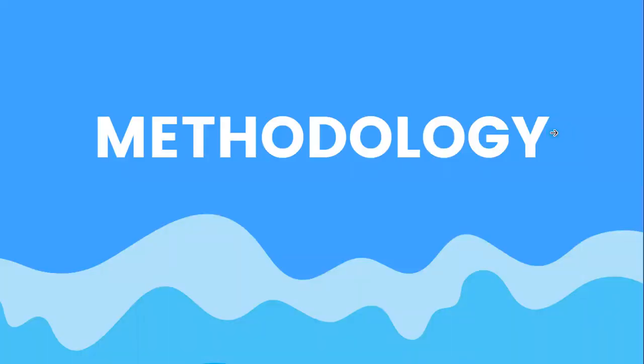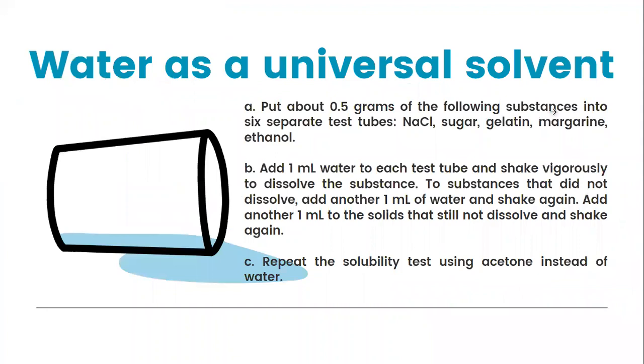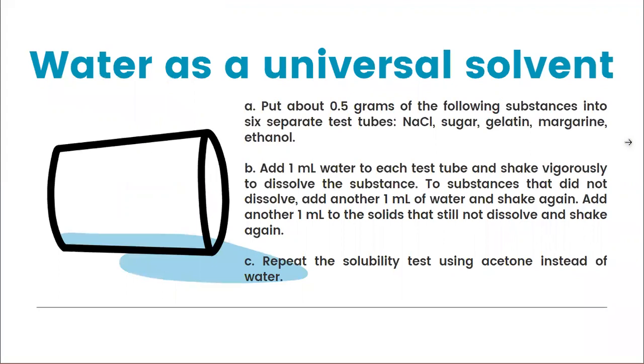For the methodology, the first part of the procedure, entitled Water as a Universal Solvent, was conducted by adding 0.5 grams of substances such as NaCl, sugar, gelatin, margarine, and ethanol into separate test tubes to test water as a universal solvent. Then 1 ml of water was added to each test tube and was stirred vigorously in order to dissolve the substance. For those substances that did not dissolve, another ml of water was added and stirred again. This process was repeated 3 times to ensure that the other substances would dissolve as well.